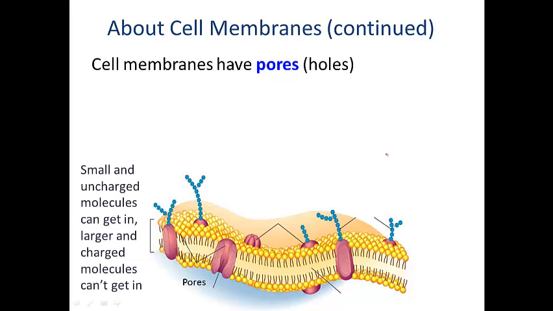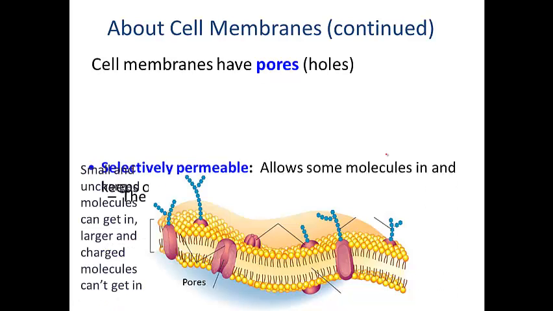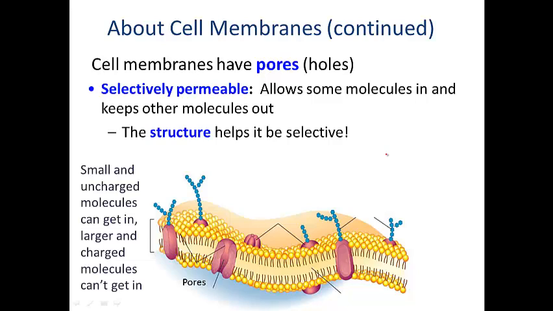Okay. So cell membranes have pores or holes. Now what this allows is if something has holes, it's going to allow things to get through, but only some things. It's called selectively permeable. If you're selective, it means you're very picky, right?